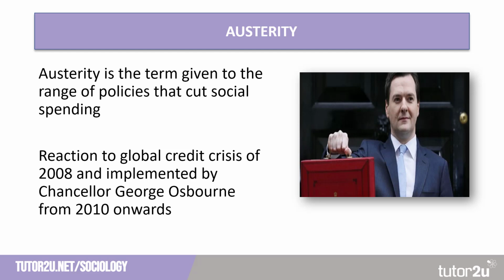These policies have been argued to have had a negative impact on both the economy and the standard of living of those in the lower socioeconomic classes, with Professor Michael Marmot, author of the Marmot Review into Health Inequalities, stating that austerity caused up to 1 million early deaths because of poverty and cuts to welfare. In this video, we're going to look at some of the austerity policies and how they impacted on different social groups.